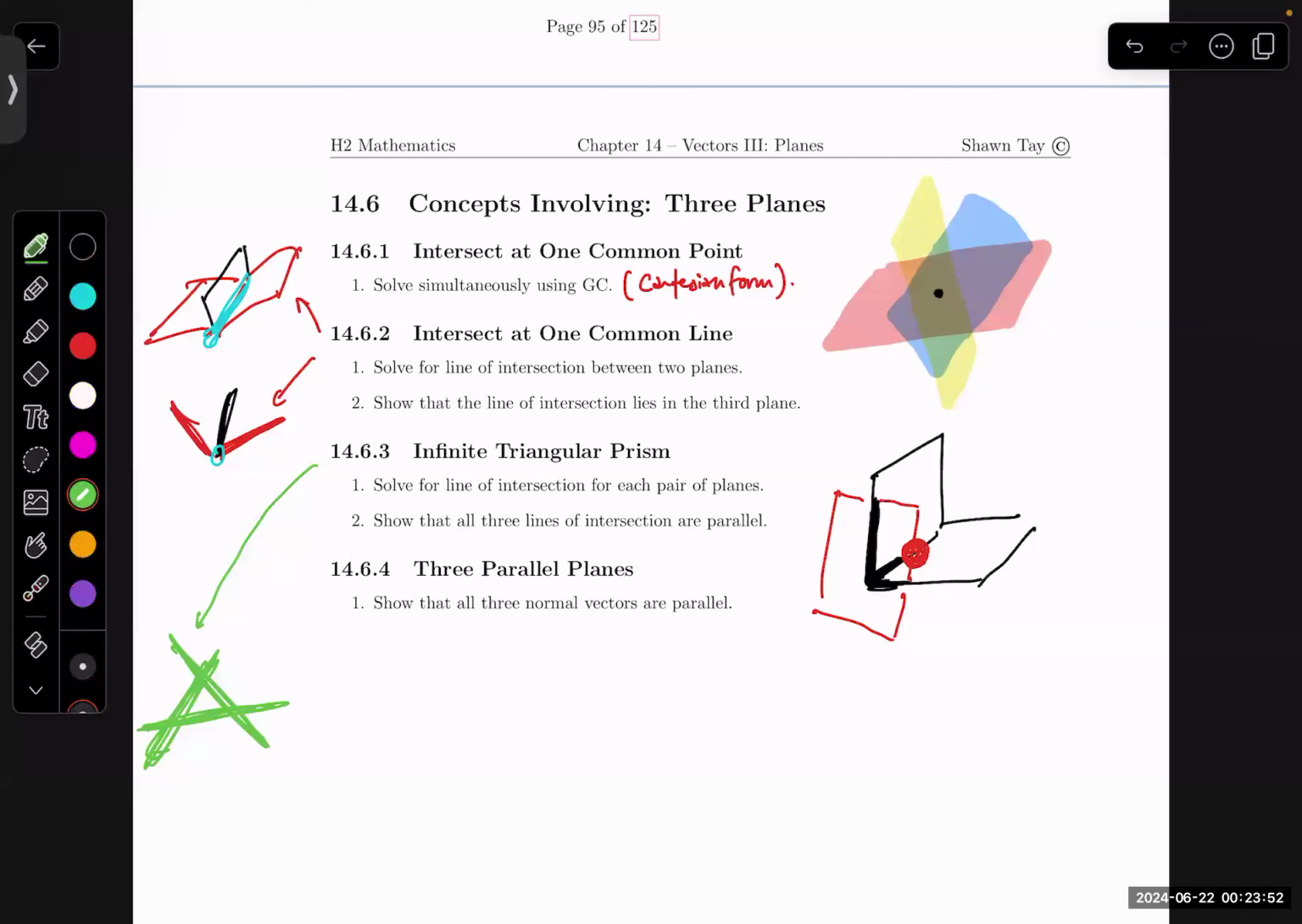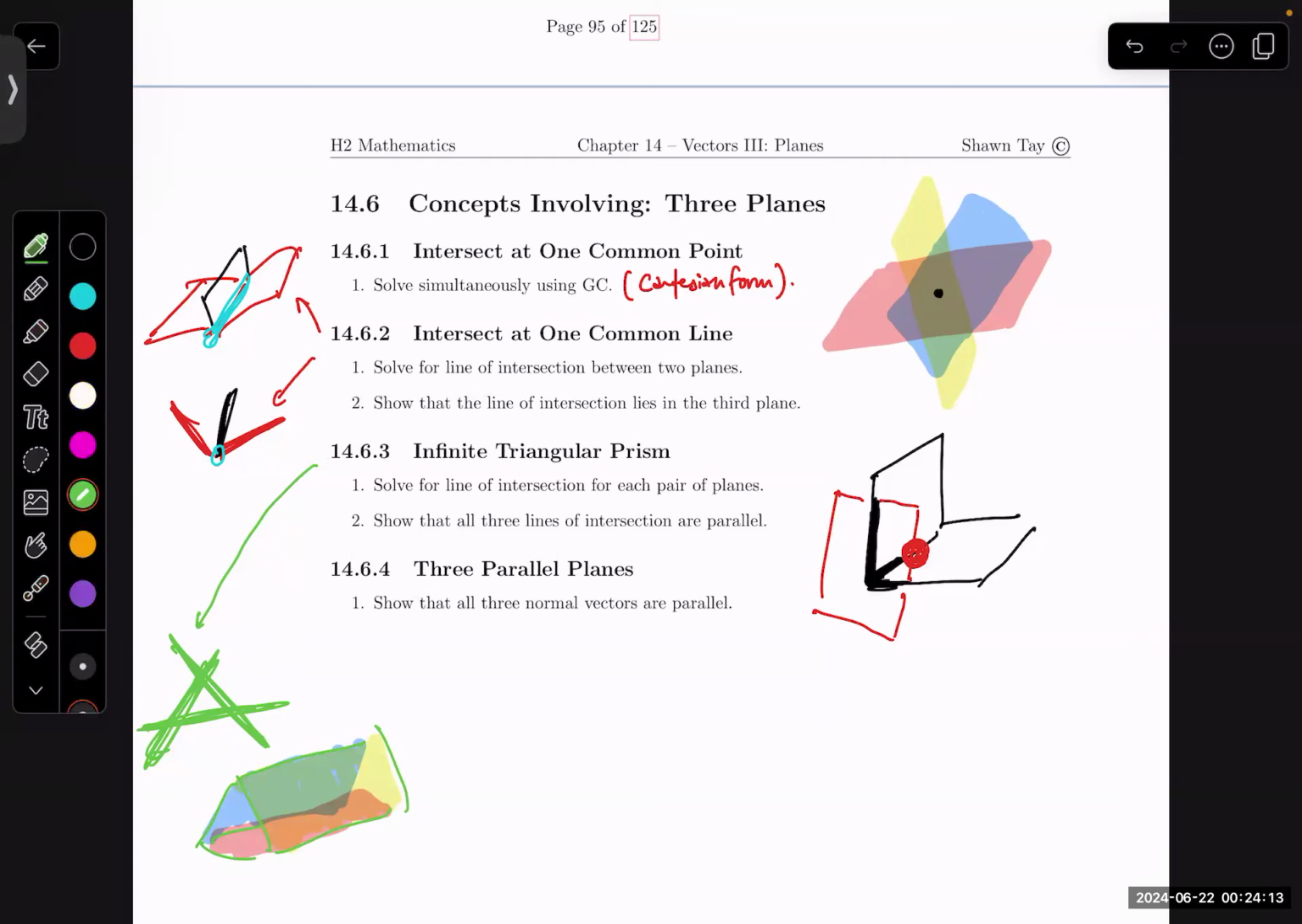Infinite triangular prism. Basically, you just get this. The three: this one is one plane. This one is one plane. And then this one is one plane. Yeah, this is easier.